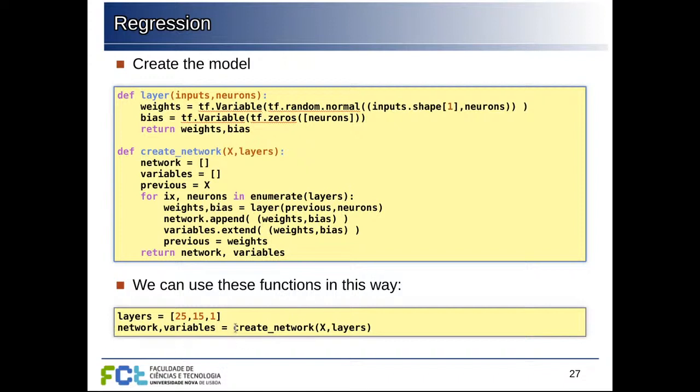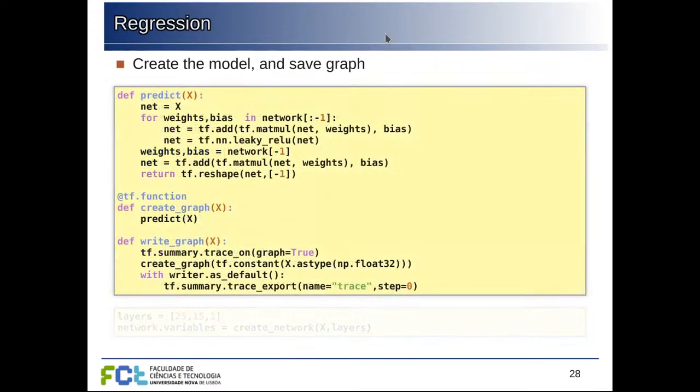Okay, so now we can create a network where we have a list of tuples for all the layers, each one with the weights and the bias, and a list with all the variables we have in our model. This is useful for training the model. So you can start with this kind of functions. You can create your own or use these in order to make it easy to create your models.